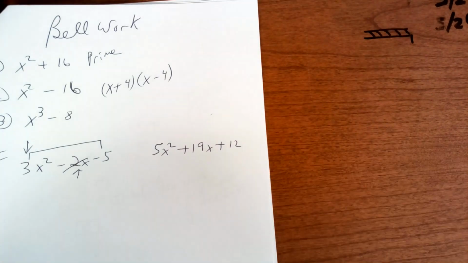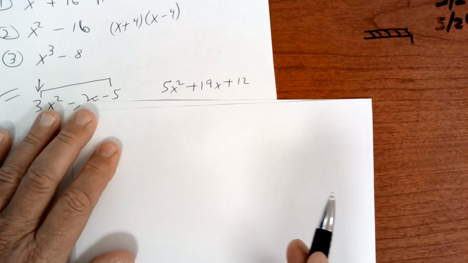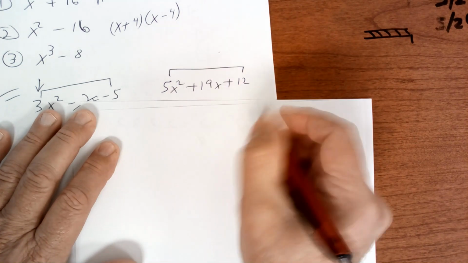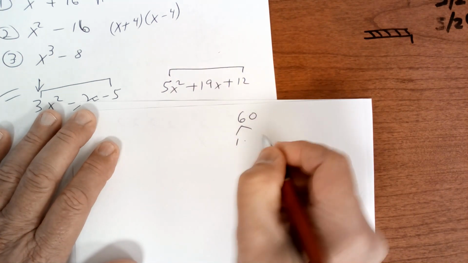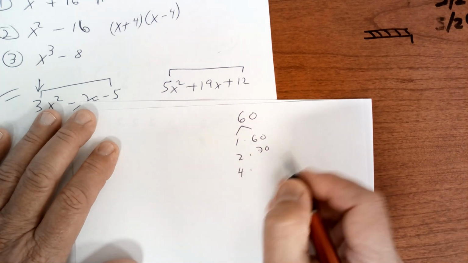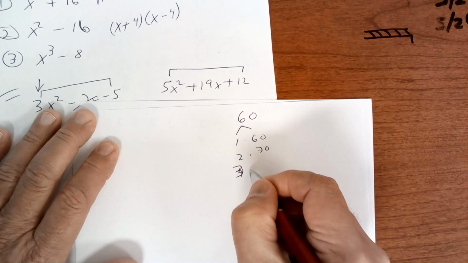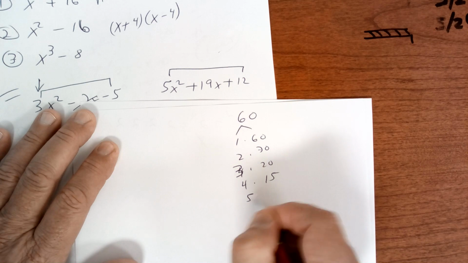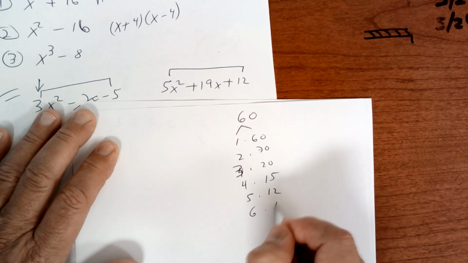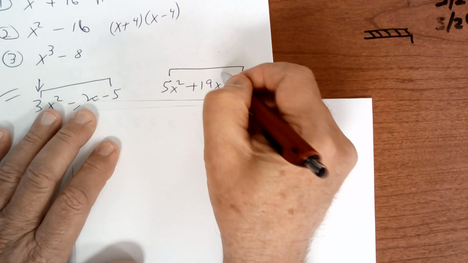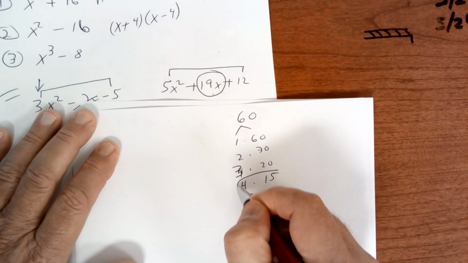So let's try this one right here. First thing you do is, do they have anything in common? The answer is no. You're going to multiply and get 60. 1 times 60, 2 times 30, 3 times 20, 4 times 15, 5 times 12, and 6 times 10. I think that's it. You're trying to get 19 right here. So it's got to be that.